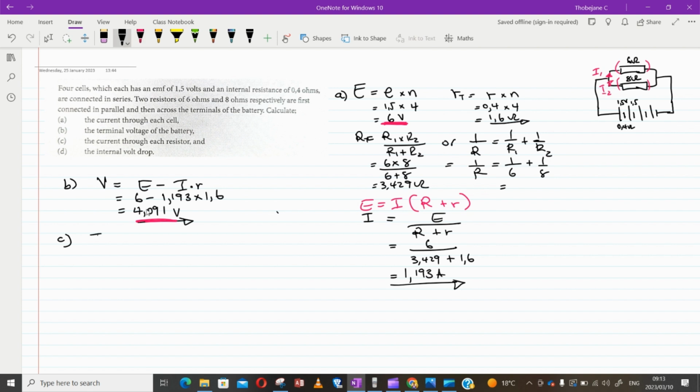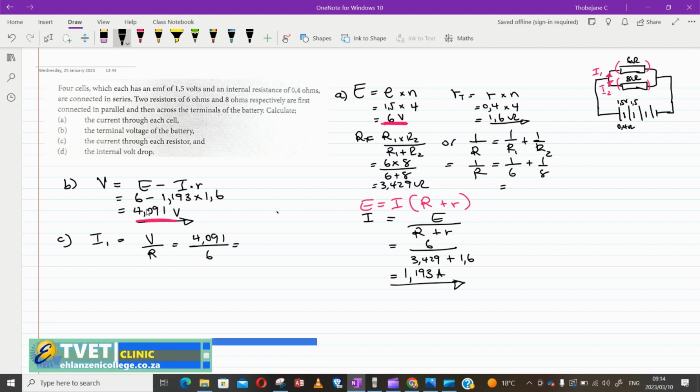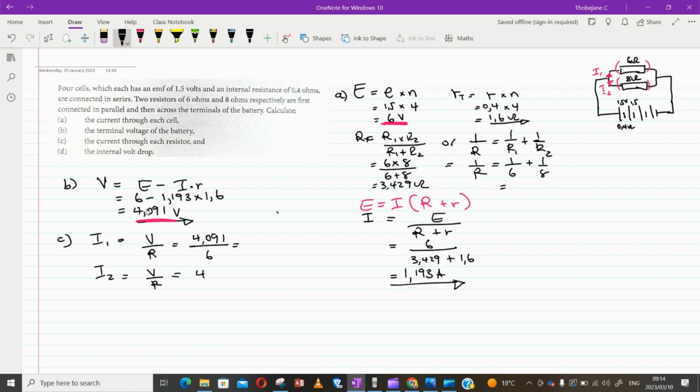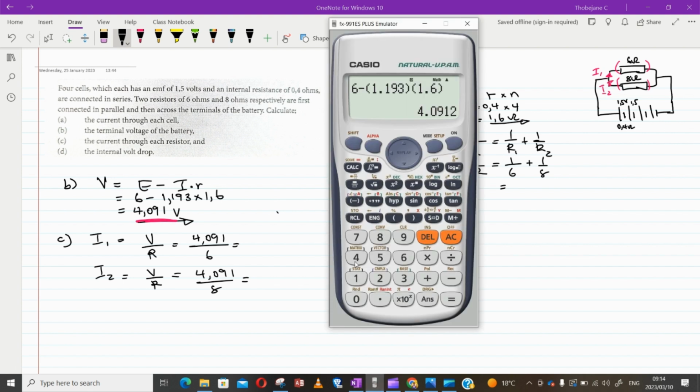So to calculate the current through the first resistor, it will be the voltage divided by the resistance, which is 4.091 divided by 6, and then to calculate I2, it will be V over R, which is equal to 4.091 divided by 8. So let us punch that in our calculator.